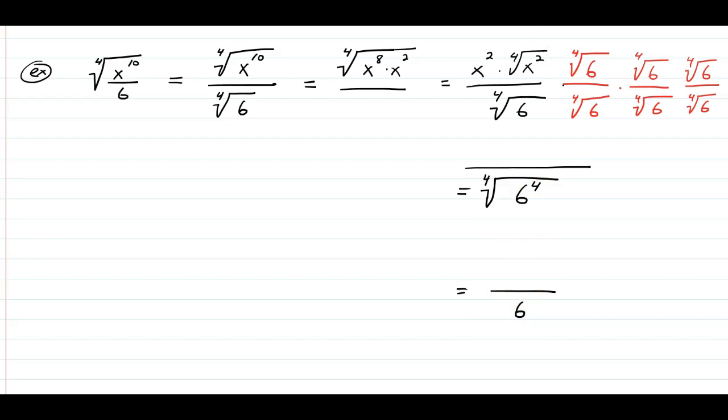So now here on top, they all have the same index, so that means I can combine them. 6 times 6 is 36, times 6 is 216. So this is going to become x squared, and then the fourth root of 216 x squared.